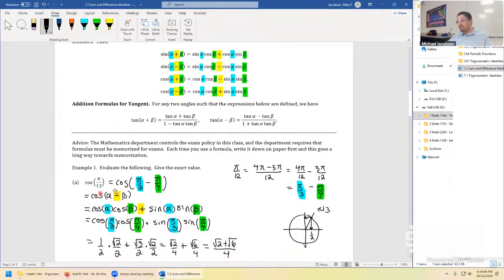This is already an effective strategy. Write down the identity every single time it comes up, and you'll dream about it. It's just going to be part of your muscle memory at a certain point.